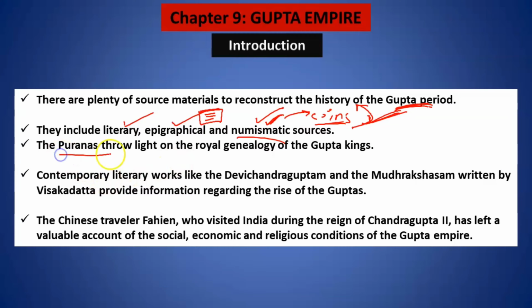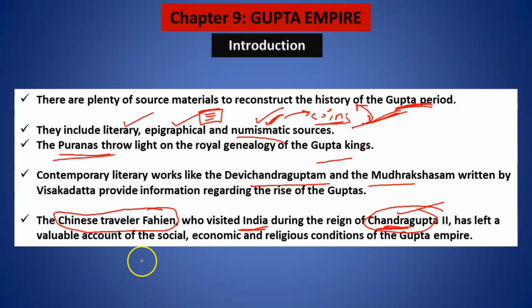We also come to know through the Puranas which were written down during the Gupta period. Now there are some other literary works also. Apart from that, there was a Chinese traveler, Fa-hien, who visited India during the reign of Chandragupta II. Who is this Chandragupta II? Don't worry, we will talk about him. He also put up his valuable comments on the social life, economic life, and the religious conditions of the Gupta period. We will study about Fa-hien also.